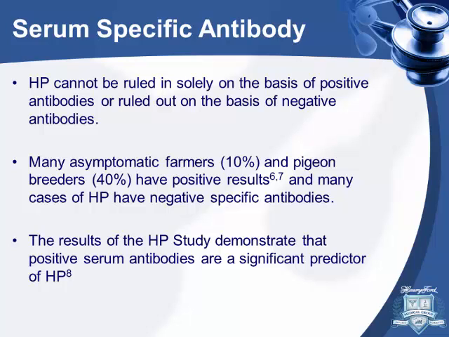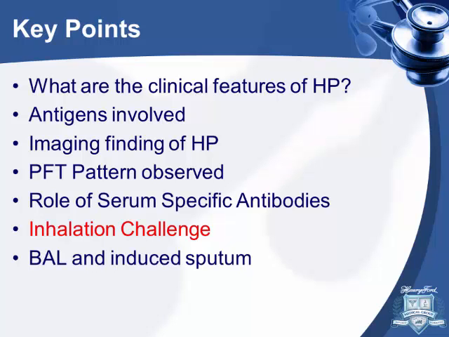But in the HP group, as I mentioned in that table, the serum precipitin actually had a major role and increased the odds ratio of you developing HP. So now we're going to talk about the inhalation challenge.